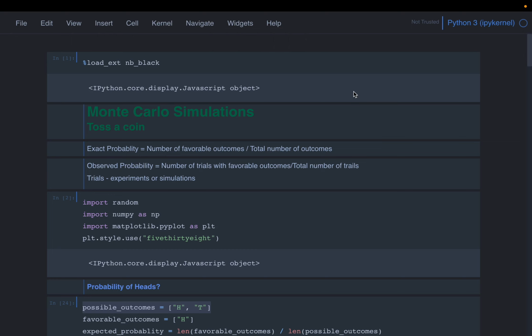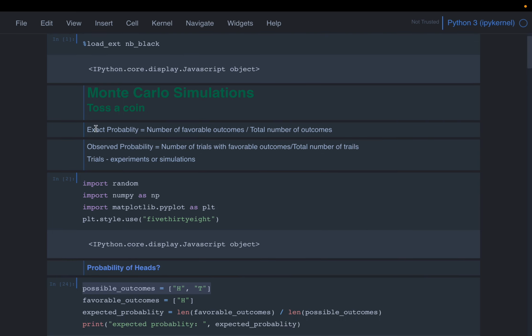Hello friends. In this video, we will do our first, very basic simulation, okay? Which is we are going to toss a coin multiple times and we'll see the probability for heads and tails, how the outcomes look, etc. Okay. So in the previous video, we learned that the exact probability is the ratio between the number of favorable outcomes and the number of total outcomes. Okay, that's the exact probability.